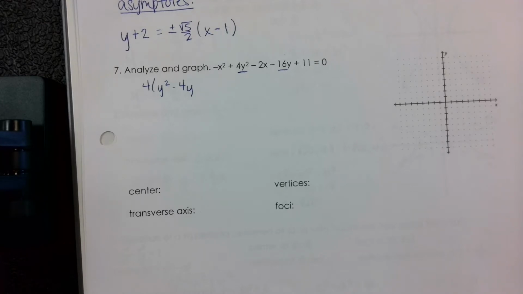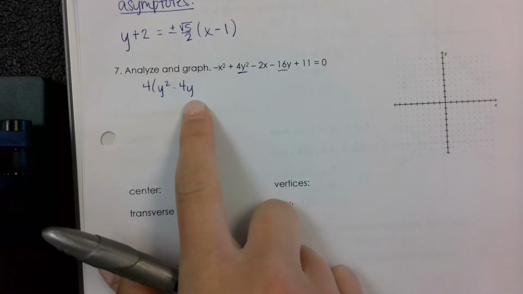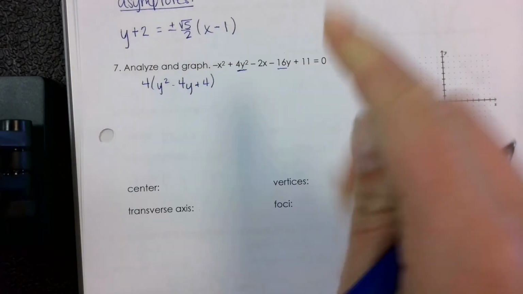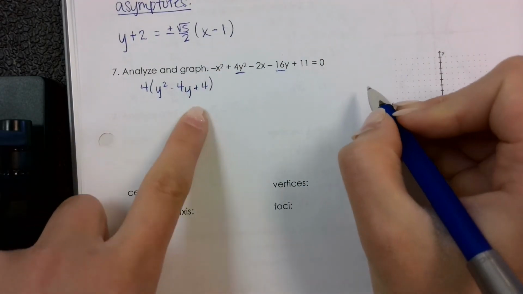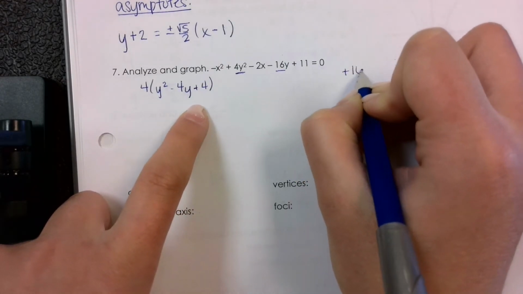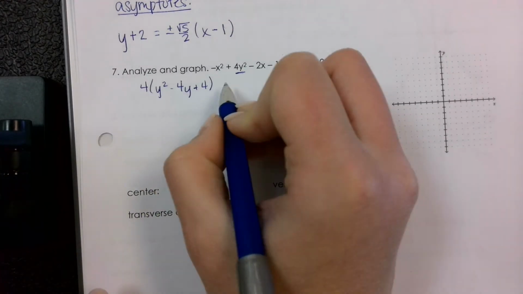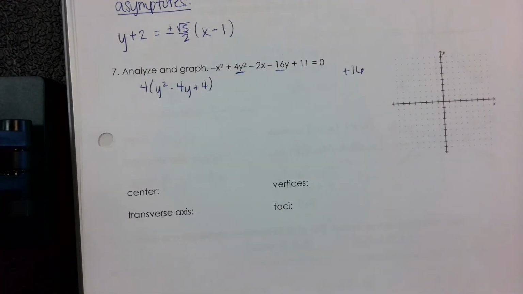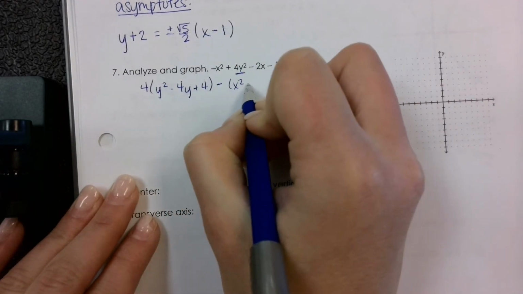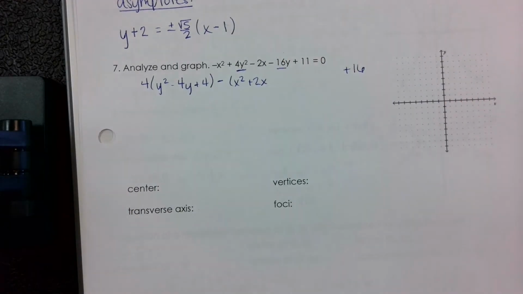Got it. Okay. What do we add to complete the square? 4. When we add to the other side, what are we going to have to put? Why is it 16? Because it's 4 times 4. Good. Then we've got our x's. So I'm going to pull out a negative from the x's before we complete the square. So we're going to have negative x squared and then plus 2x. Is that okay? Because you want your leading coefficient to be positive when you're completing the square.